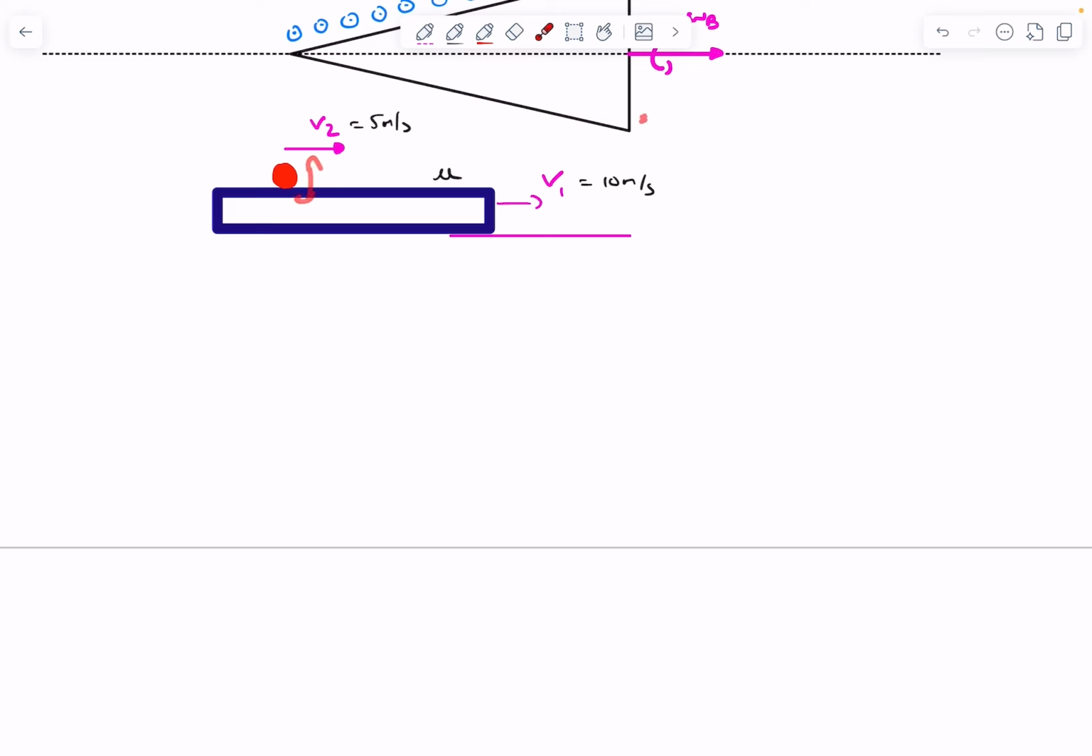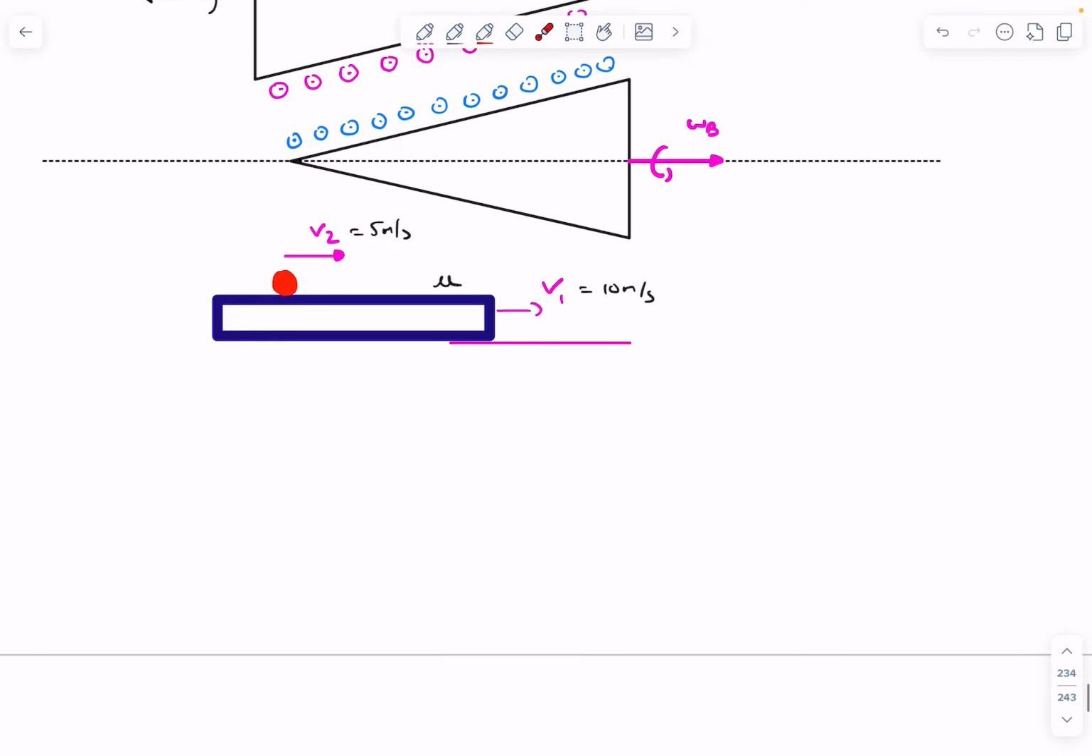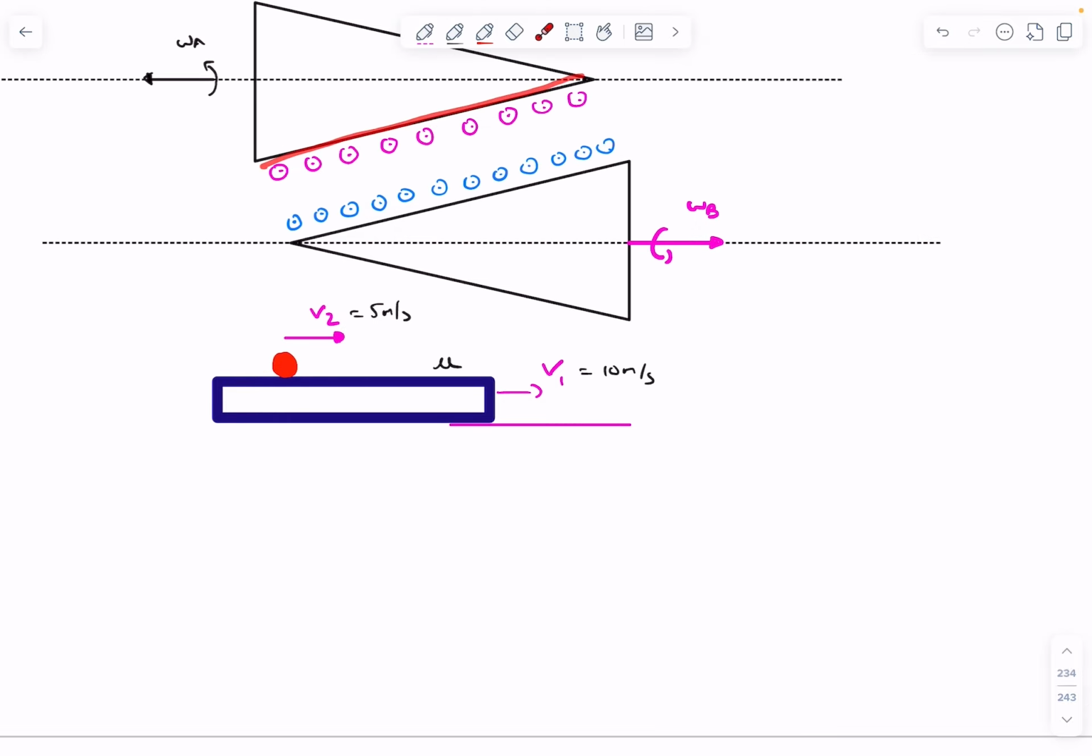So in short, if we have a particle that is slipping against a surface, then the direction of friction on the particle depends on whether it is moving faster or slower. If it is moving slower, then friction will try to accelerate it. And if it is moving faster, then friction will try to decelerate it. That's the reason why we drew this picture, because with this diagram we can get an idea of the magnitudes of the speeds.